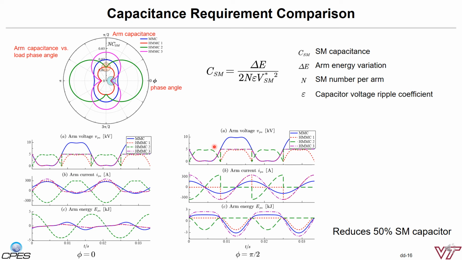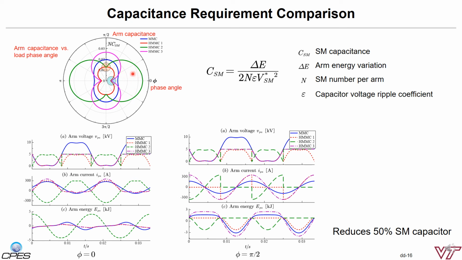The secondary item for comparison is the total capacitor requirement, as it determines the footprint of the system. The total capacitor value is calculated by the arm energy variation, allowed capacitor voltage ripple, and the average capacitor voltage level. We need to insert enough capacitor in the system to absorb the arm energy and meet the ripple limit. The top figure shows the polar plot of the capacitor value versus the phase angle. The vector length represents the capacitor values, and the polar angle represents the phase angle.